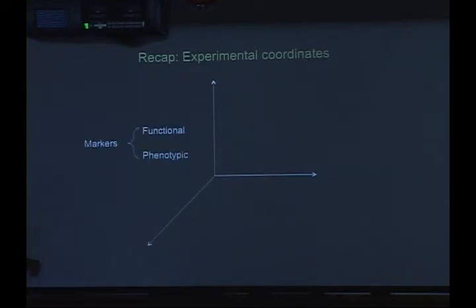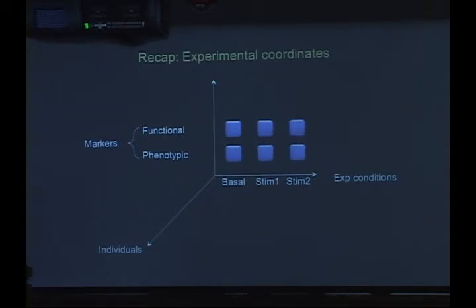So first of all, you have your markers that define a very important coordinate of your experiment. So you have functional and phenotypic markers, okay? And we've already discussed the distinction. This is going to be one of the axes of your experiment, which markers you're measuring. Then, of course, you're going to have different experimental conditions. You're going to have your basal, your different stimuli, and all of that, okay? And another axis is going to be your individuals. You will have measured markers in different stimulation conditions in different individuals. So this is like a 3D space. And so these are the pieces of data.